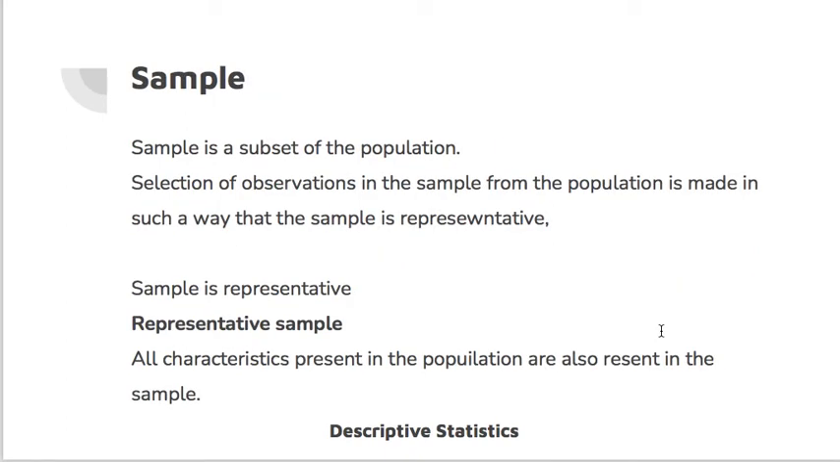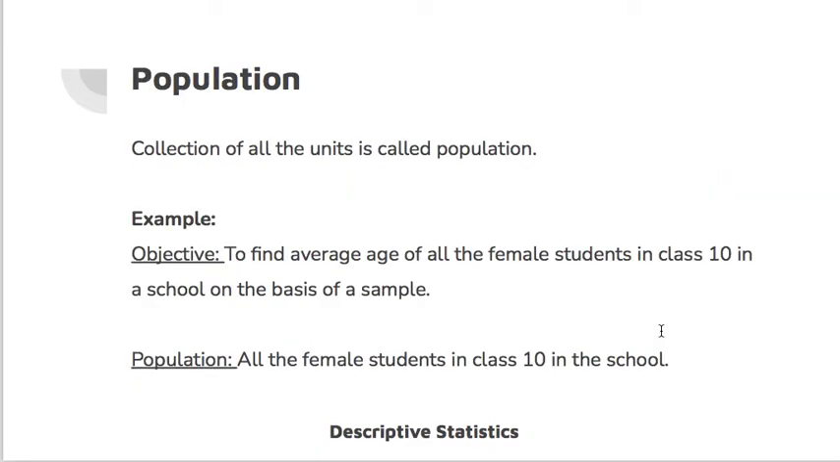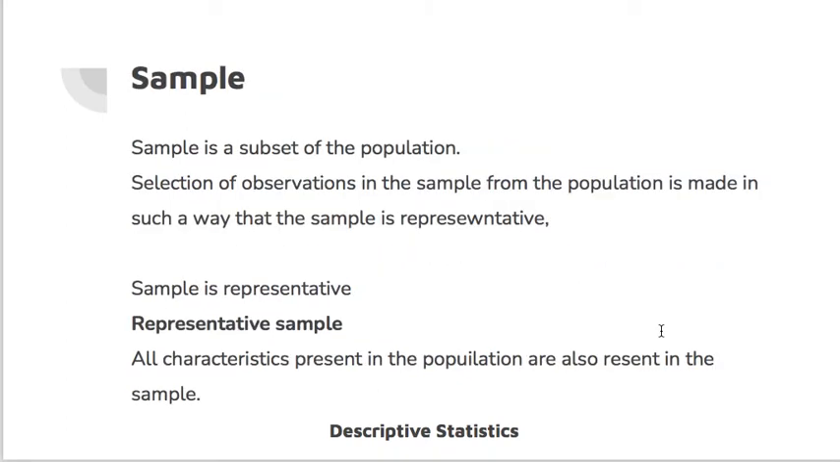The sample is a subset of the population. The selection of observations in the sample from the population is made in such a way that the sample is representative. So if your population is all the female students in class 10 in the school, you are going to select a sample. The sample has to be representative of the population.